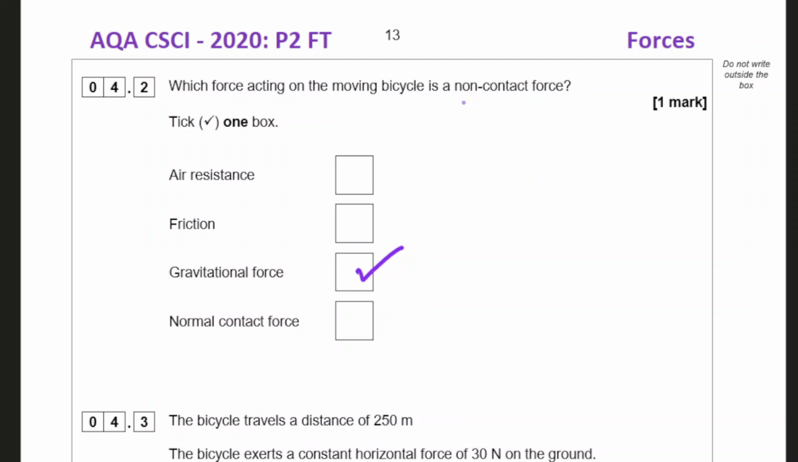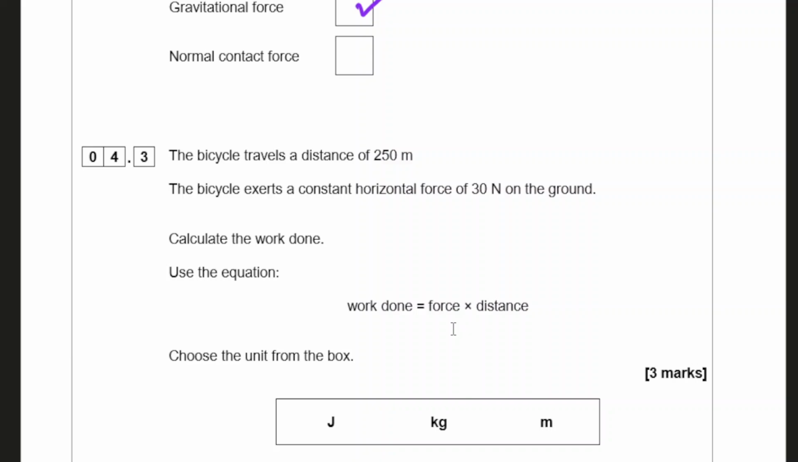There's only 3 types of non-contact force that you have to remember: gravitational force, magnetic, and electrostatic. These are the 3 non-contact forces. All the other forces are contact forces.